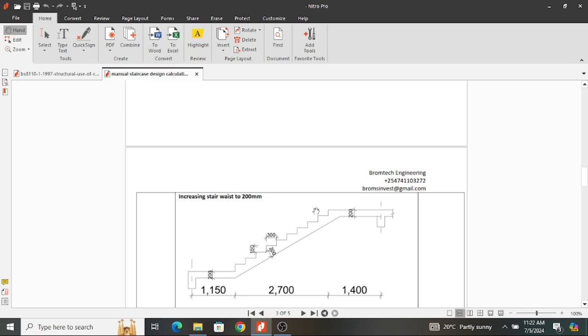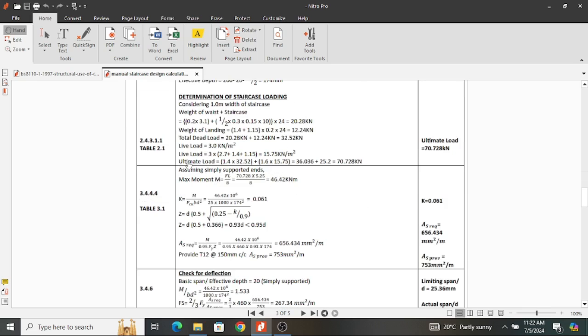So using this ultimate load, I can now get my moment, which is 46.42 from the formula. And I explained this because we assumed simply supported ends. And then I determine my K. My K is less than 0.156. Therefore, we don't need compression reinforcement here. And I determine my lever arm Z, which is 0.93d, and it's lesser than 0.95. Therefore, I'm going to adopt 0.93d.